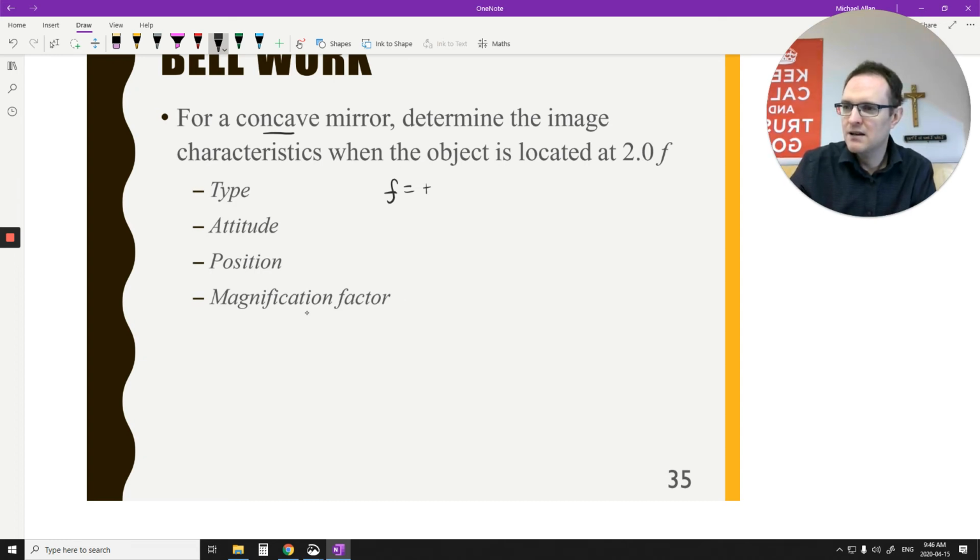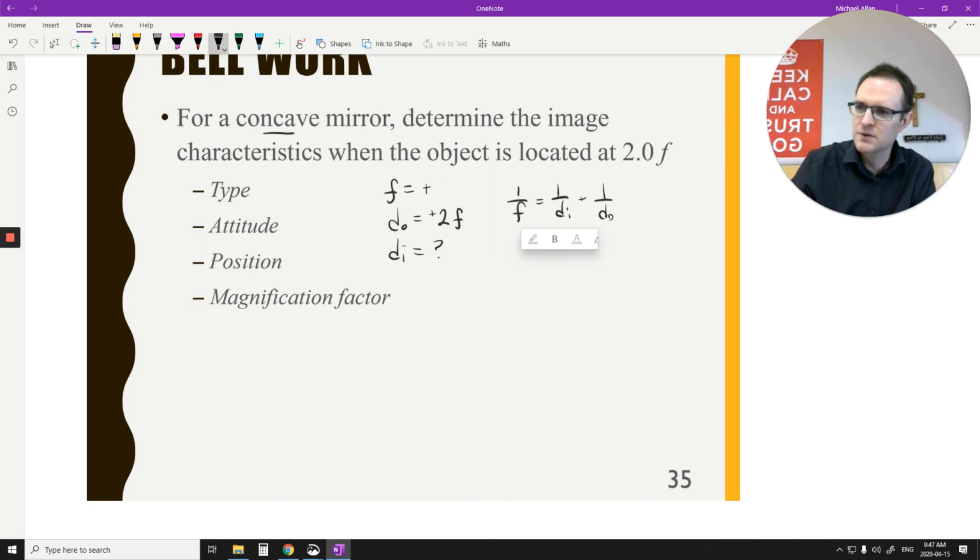So I know that the object distance is positive 2 times whatever this f is. I'm looking for how does that compare to my di. So I'm going to go 1 over f is equal to 1 over di plus 1 over do. And we're looking for 1 over di here. So I'm just going to rearrange this. Okay, so 1 over f, I don't know what that is. I do know what do is. Do is 2f's. Looking pretty good.